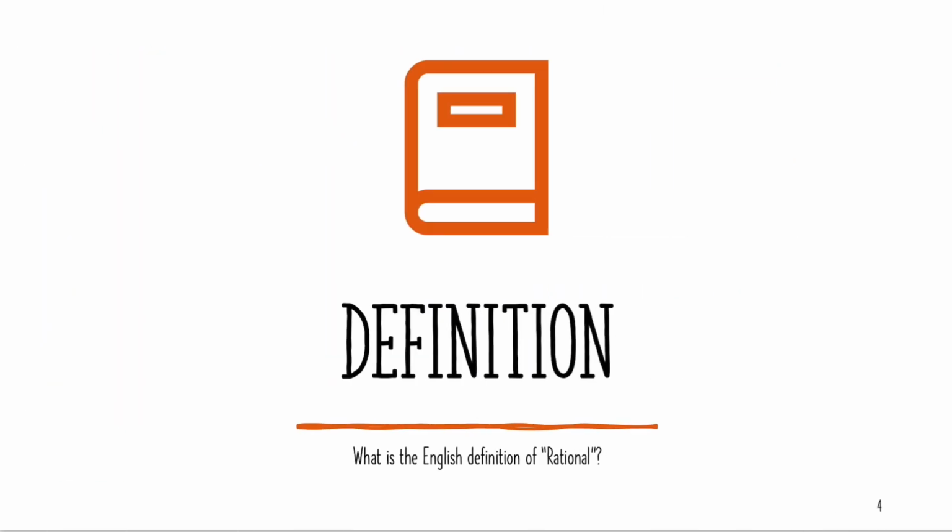As we go forward, we're going to be talking about rational versus irrational. So it helps to think about what rational means in the English language, because in math, we often use words that are slightly different than the way you would use them in regular English. The English definition of rational is something reasonable.